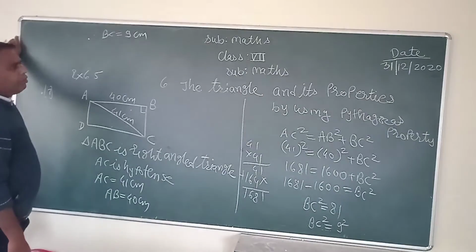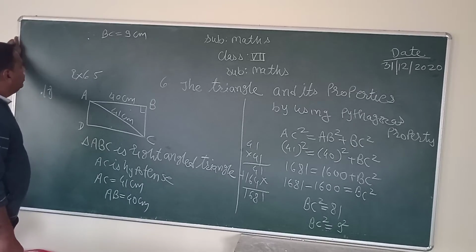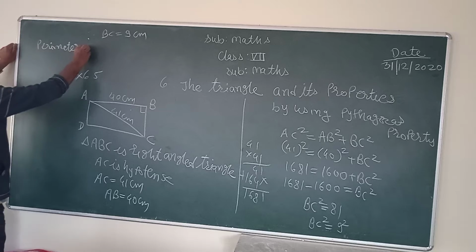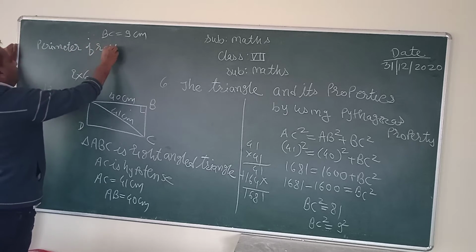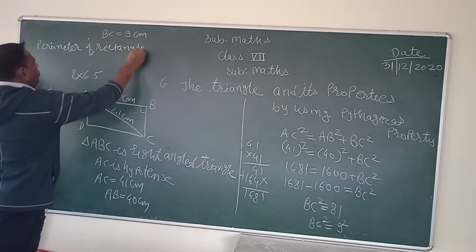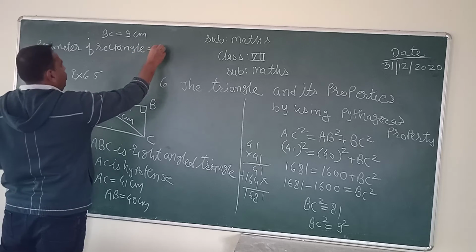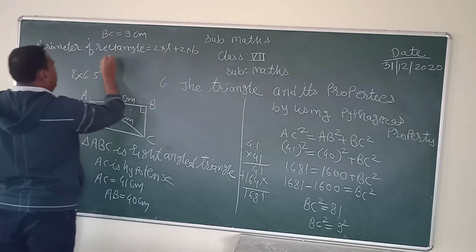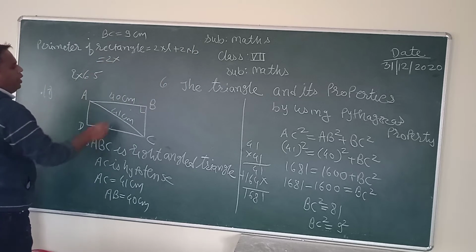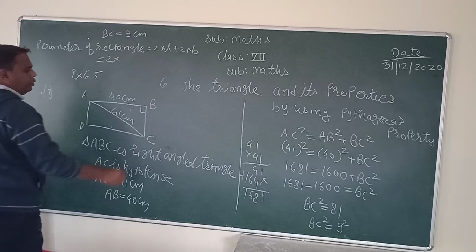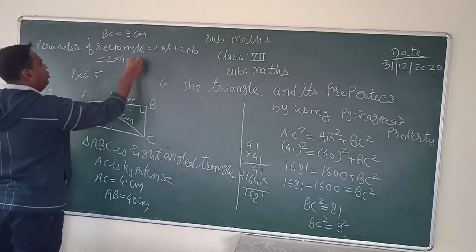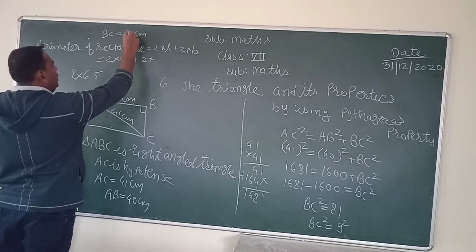And in this question we have to find the perimeter of this rectangle. So now we use the formula: perimeter of rectangle is equal to 2 into length plus 2 into breadth. Here the length is AB and the breadth is BC. Means 2 into 40 plus 2 into breadth, means here 9.